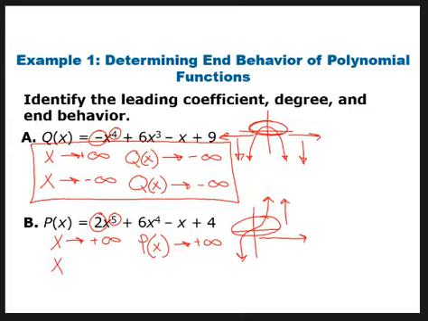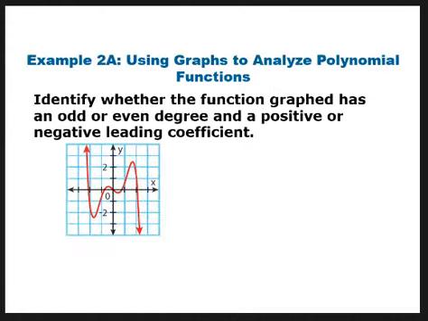As our x values go in the other direction, what is our function going to do? Well, as I start moving this way, my graph is going down, so it's approaching negative infinity. So again, when we're talking about end behavior, that's all we're really looking at. So what is the degree? What is the leading coefficient? And what are the ends of this graph going to do?